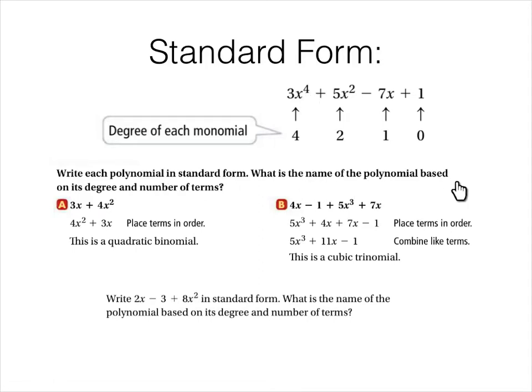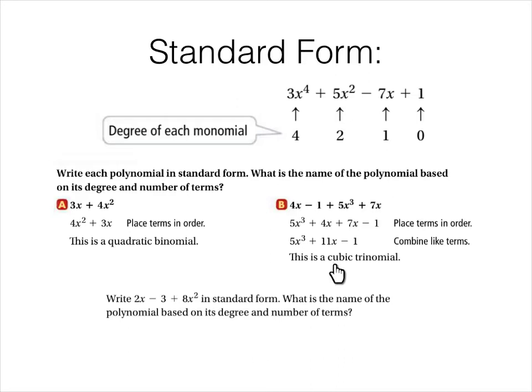Okay, so let's look at the first one. We've got 3x plus 4x squared. When you rewrite it, we're going to write 4x squared plus 3x first, and that is 2 terms, so binomial. The degree is 2, so it's quadratic. On this next one we have 4x minus 1 plus 5x to the third plus 7x. We're going to place it in order, and then we've got like terms to combine, making 11x right there. 3 terms, trinomial, degree is 3, cubic.